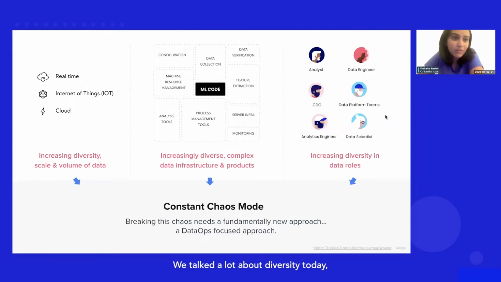We talked a lot about diversity today. And the reality is that this diversity is only increasing, right? There is an increasing diversity in scale and volume of data. There's an increasing diversity in data infrastructure, data stack, data products. And there's an increasing diversity in data roles, right? Roles like analytics engineers, data platform teams are becoming more and more mainstream today than they ever were before.